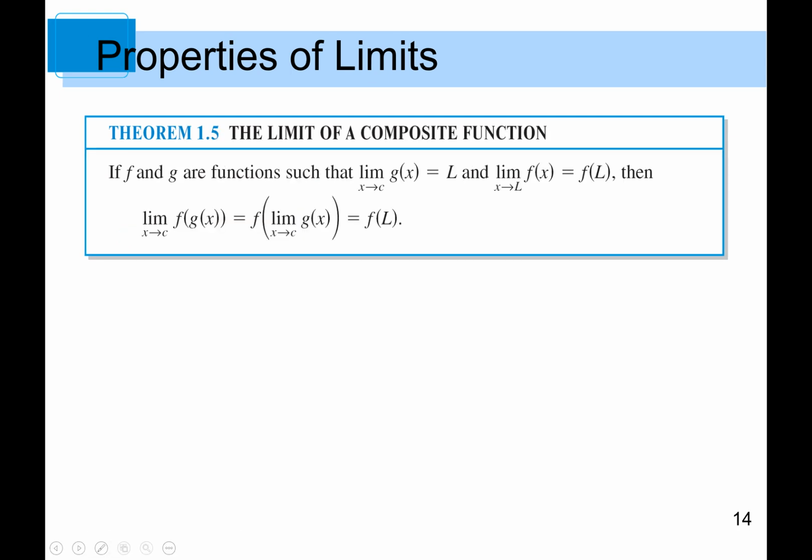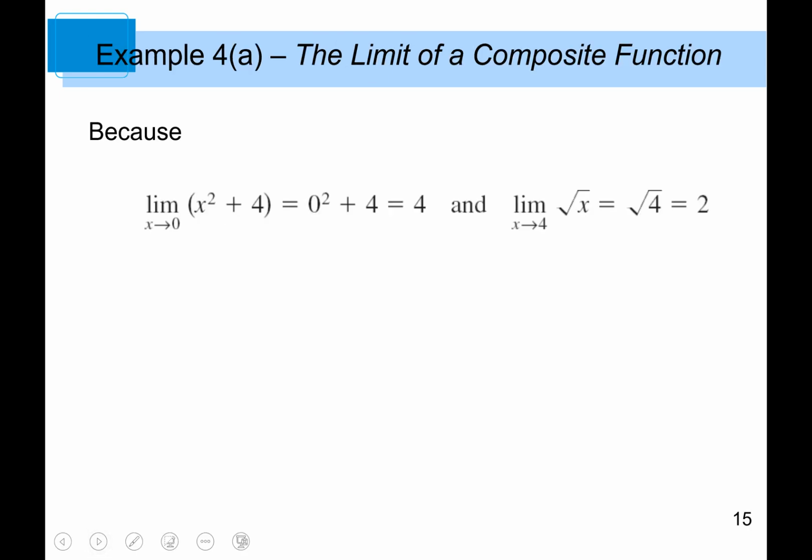Limit of composite functions. If f and g are functions such that the limit of g of x as x approaches c is L, and the limit of f of x as x approaches L is f of L, then the limit of f of g of x becomes f of the limit of g of x as x approaches c. And since this limit is L, we have f of L.